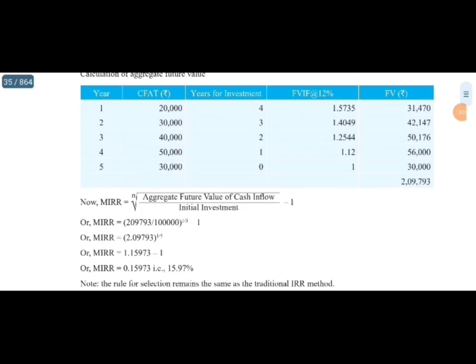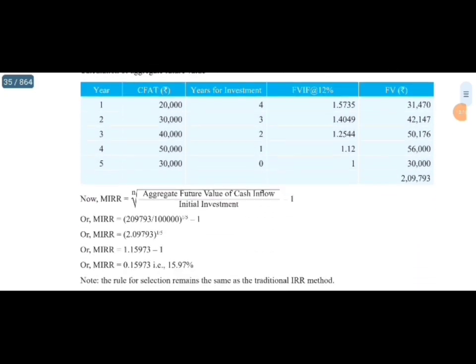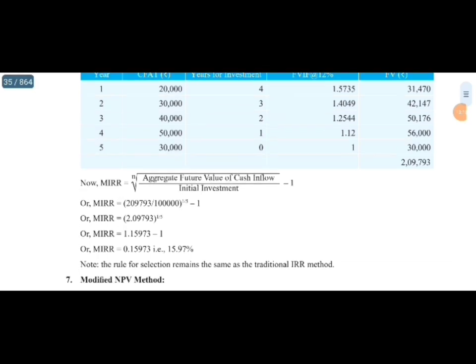And then MIRR is equal to the nth root of the aggregate future value of cash inflow, that is 2,09,793, and the initial investment is 1 lakh, minus 1. So 2,09,793 divided by 1 lakh, we will get 2.09793, power of 1 by 5 minus 1.